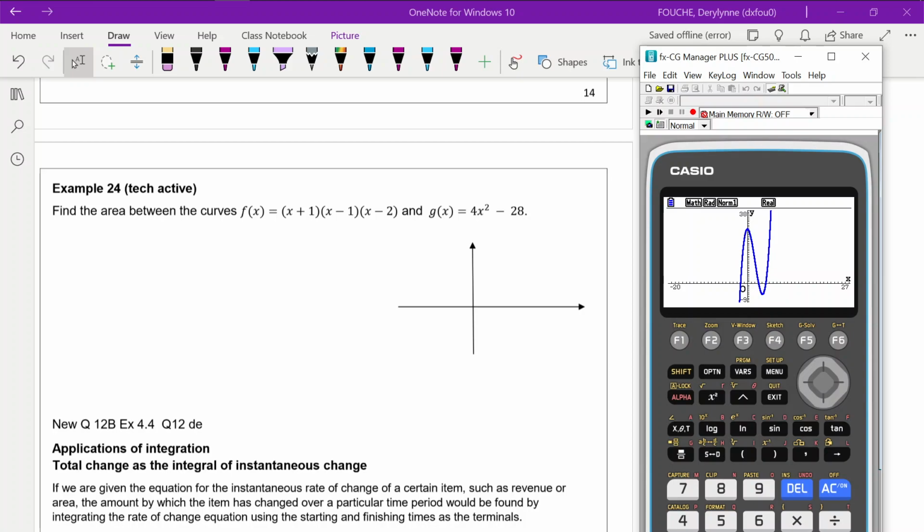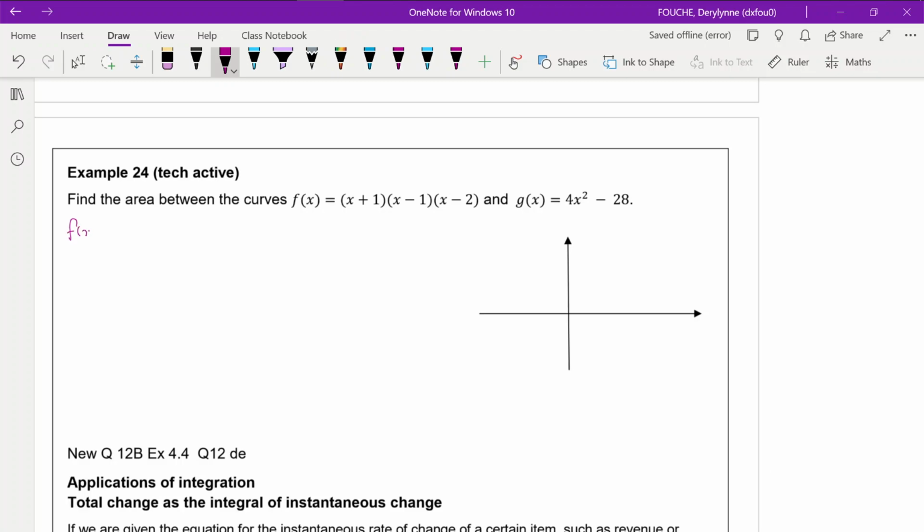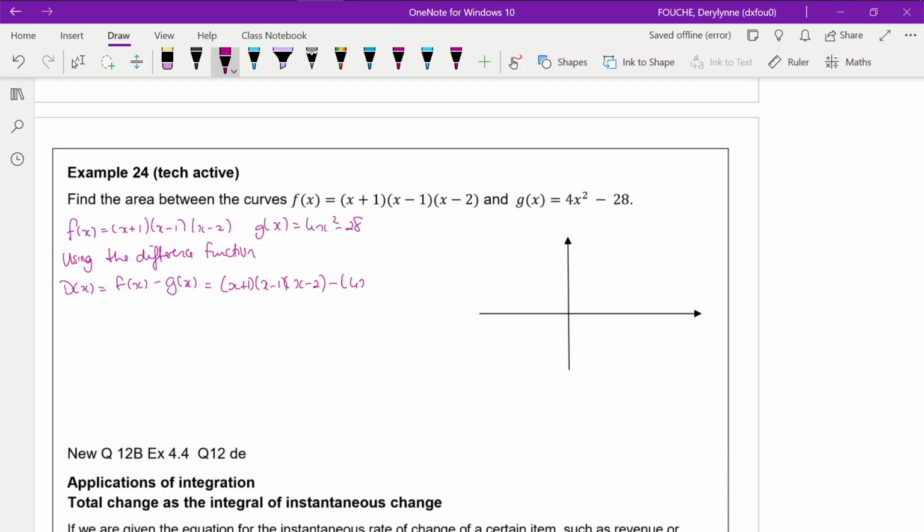Alright, so now we're going to sketch our function. We're going to say, using our graphics calculator, so what we're first going to say is, well, okay, we have f of x, which is (x plus 1)(x take 1)(x take 2). We have g of x is 4x squared minus 28, and we're going to say using the difference function. Here we have that d of x is going to be f of x minus g of x, and that's going to be (x plus 1)(x take 1)(x take 2) minus (4x squared minus 28).